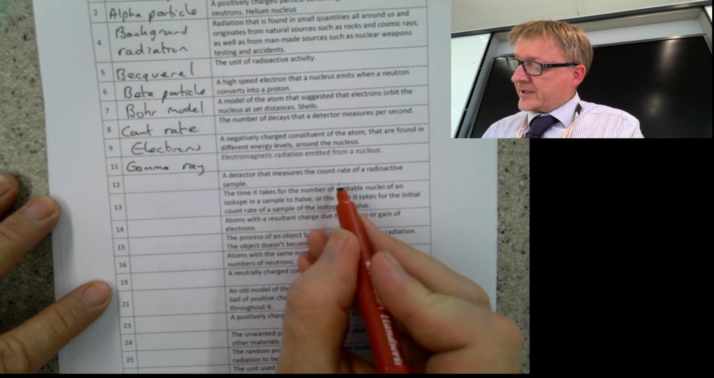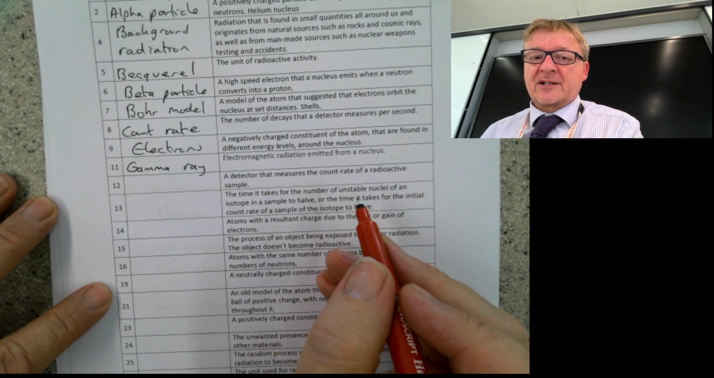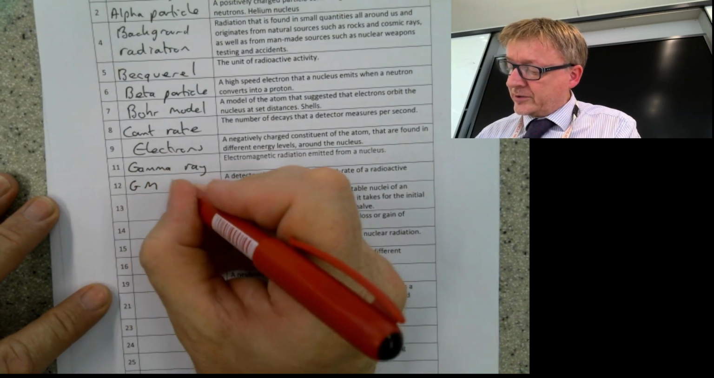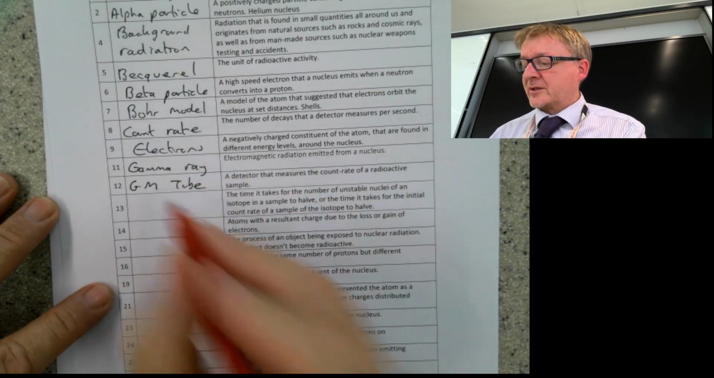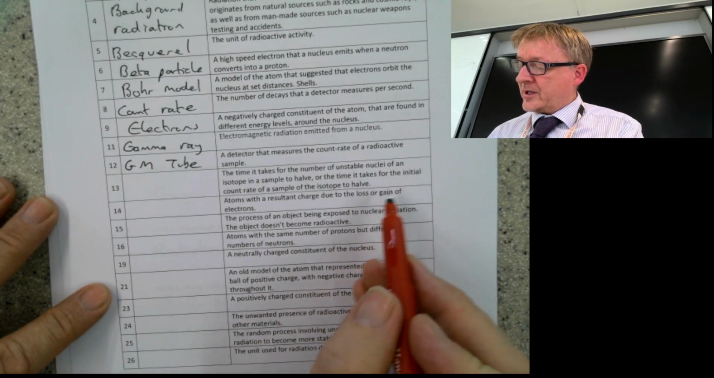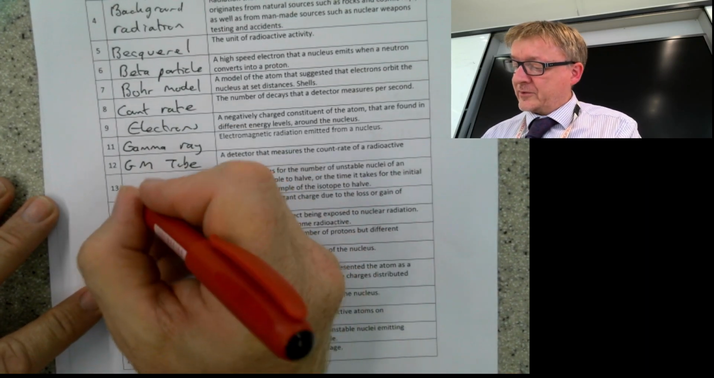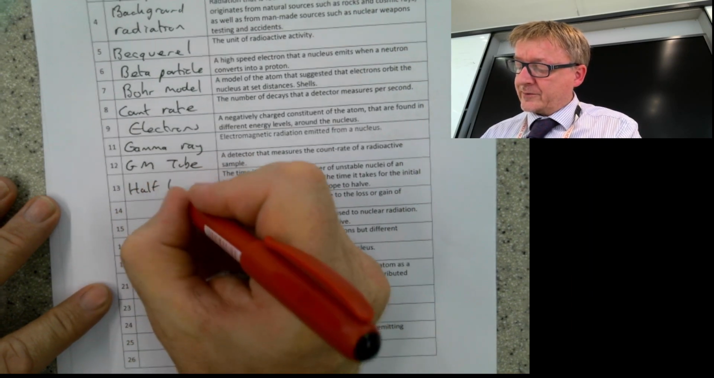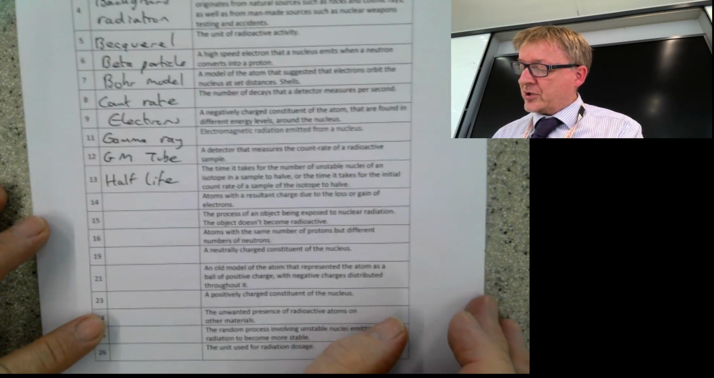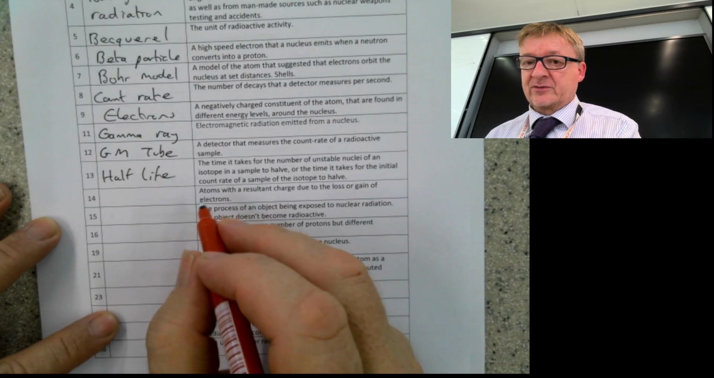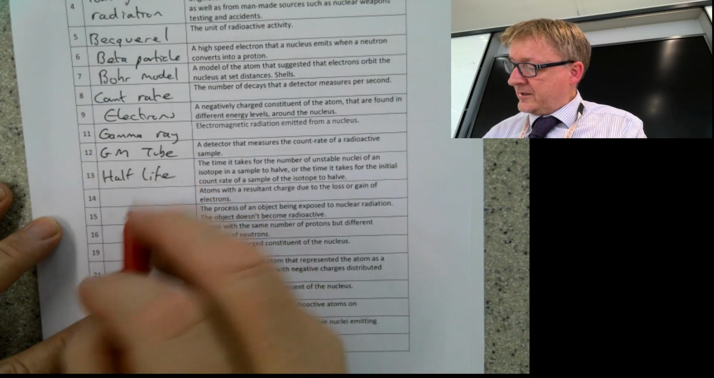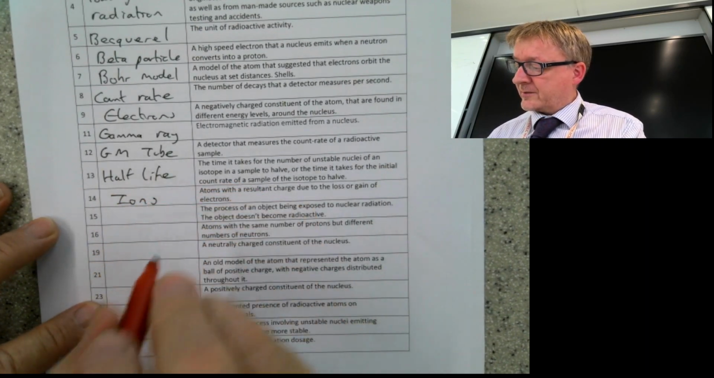A detector that measures the count rate of a radioactive substance. Okay, that's a Geiger-Müller tube. I'm being lazy there, right, because I can't fit it in particularly well. Number 13, the time it takes for the number of unstable nuclei of an isotope in a sample to halve. Okay, well, do you know what that is? Half-life. Number 14, atoms with a resultant charge due to the loss or gain of electrons. So if it loses electrons, it's going to become positive. If it gains electrons, it becomes negative. So they then form ions.